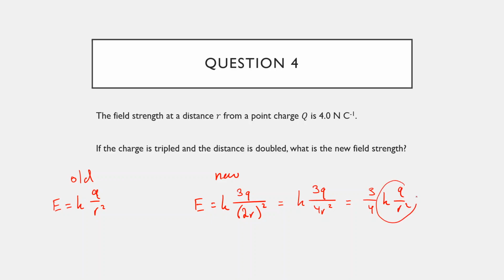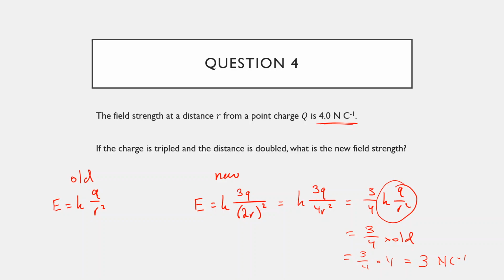Now we know that kq on r squared, that's just the old field strength. So our new field strength is 3/4 of the old field strength. The old field strength was 4 newtons per coulomb. So 3/4 of 4 is just 3 newtons per coulomb. Okay, so that's how I would tackle a question like this.